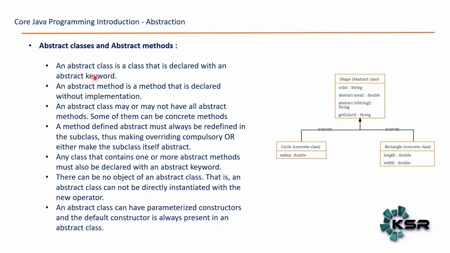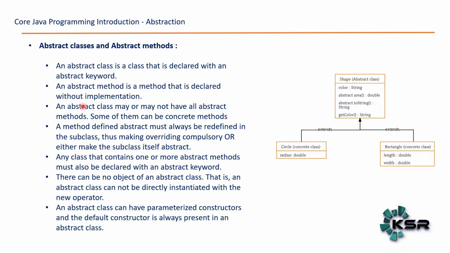An abstract class may or may not have all abstract methods. Some of the methods could be concrete methods also. Concrete method in the sense what? You are defining that area, right? That definition will come in the starting itself, but it will not be with the keyword abstract. That is a normal method, or what we call a concrete method, where we have given the complete definition.